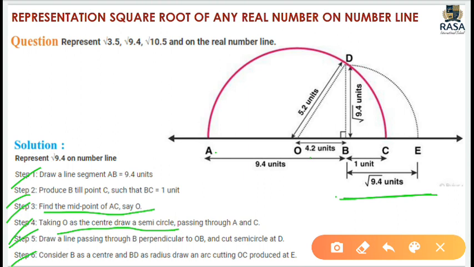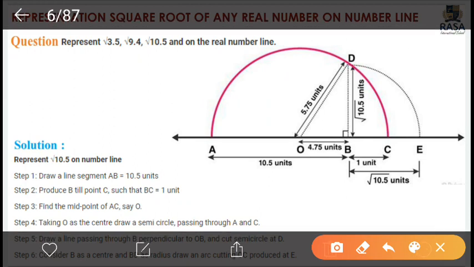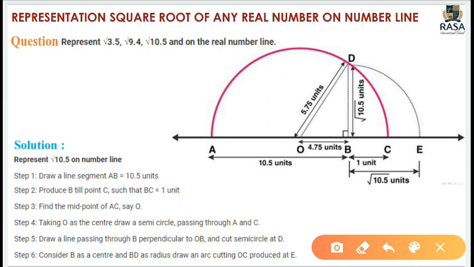In the same manner, we have represented a real number which is an irrational number on the number line. Clear? In the same way, we can do the third part, that is the representation of root 10.5 on the number line. The steps are the same, only the value is different. That means we can represent it entirely in the same manner. First we draw a line segment AB of 10.5 units. Then we produce B to point C for 1 unit.